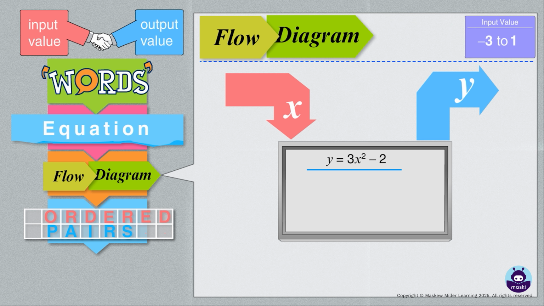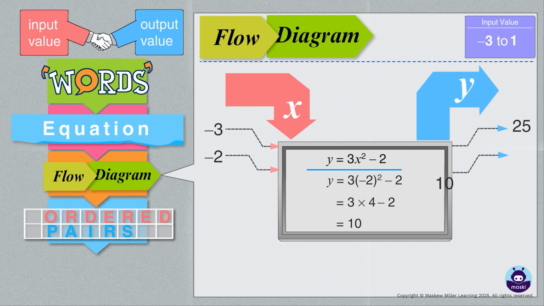Let's represent the input values and the rule using a flow diagram. To calculate the output values, we apply the rule to the given input values. When x equals -3, y equals 3 times (-3) squared minus 2, equals 3 times 9 minus 2, equals 25. When x equals -2, y equals 3 times (-2) squared minus 2, equals 3 times 4 minus 2, equals 10.